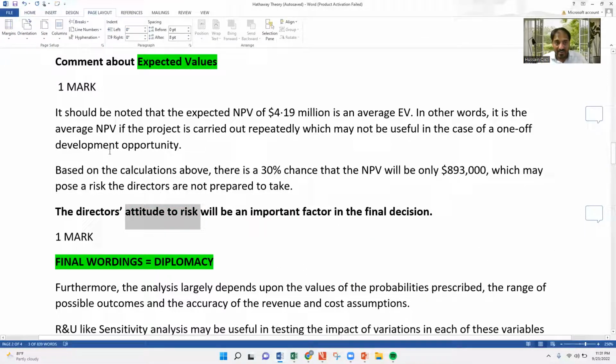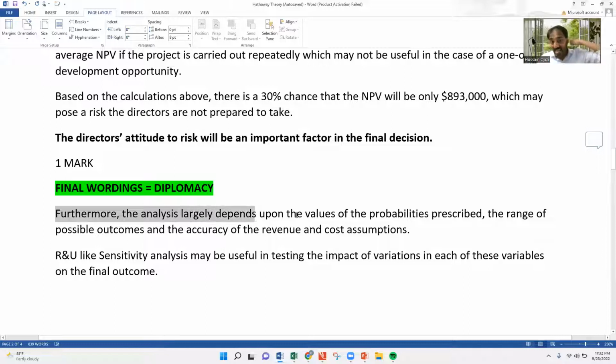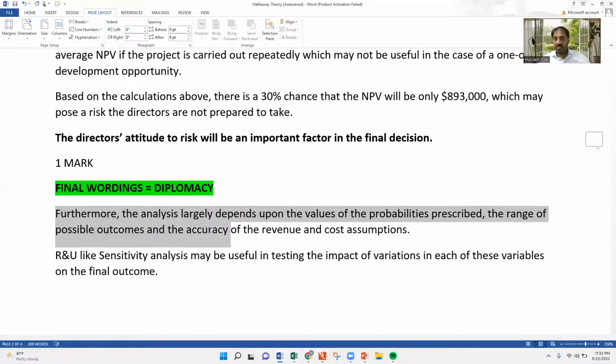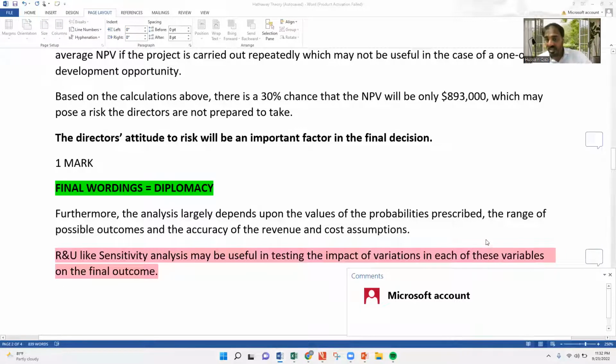And the final wordings. Furthermore, the analysis largely depends on values of probabilities and the range of possible outcomes. The variables, revenue and cost, mean information accuracy. The assumptions and the probabilities we are taking here are case based. So risk and uncertainty techniques like sensitivity analysis may be useful in testing the impact of variation in each variable on the final outcome. That's what I called diplomacy.